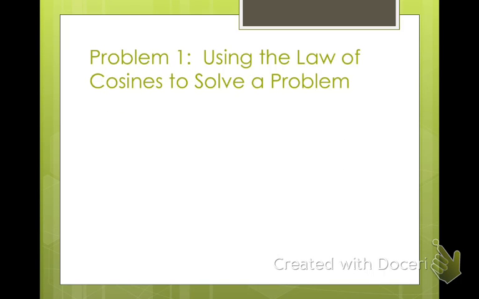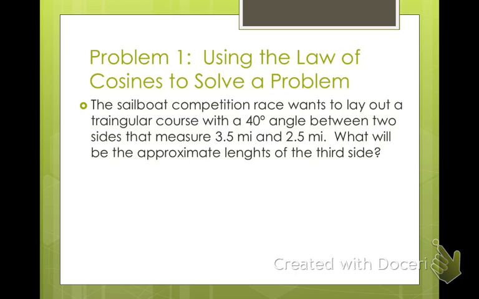Alright, using the law of cosines to solve a problem. The sailboat competition race wants to lay out a triangular course with a 40-degree angle between two sides that measure 3.5 miles and 2.5 miles. What will be the approximate length of the third side?